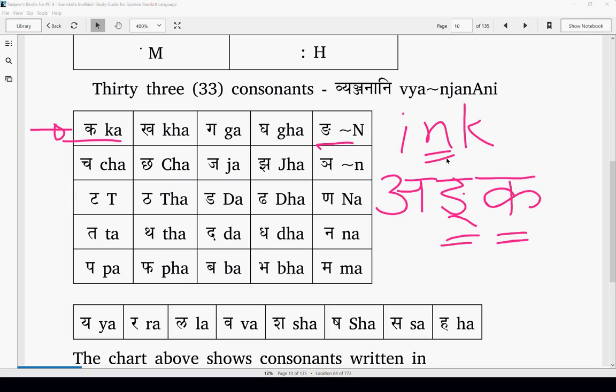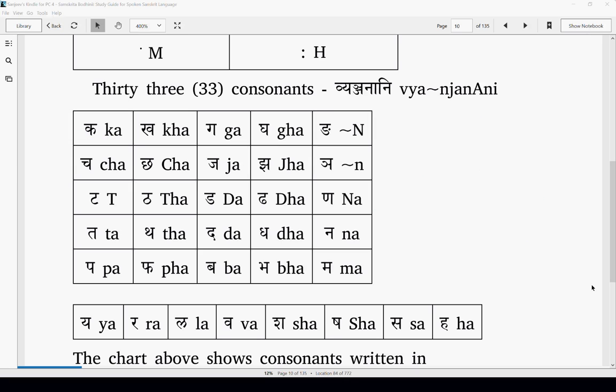When we say ink, though we write na there, n there, we are not pronouncing it as actually inka, right? It becomes inka because the following consonant falls in this line. It's one of these guttural sounds or throat sounds. So the previous nasal also has to become that throat sound, anka or ink. Okay, any questions here?